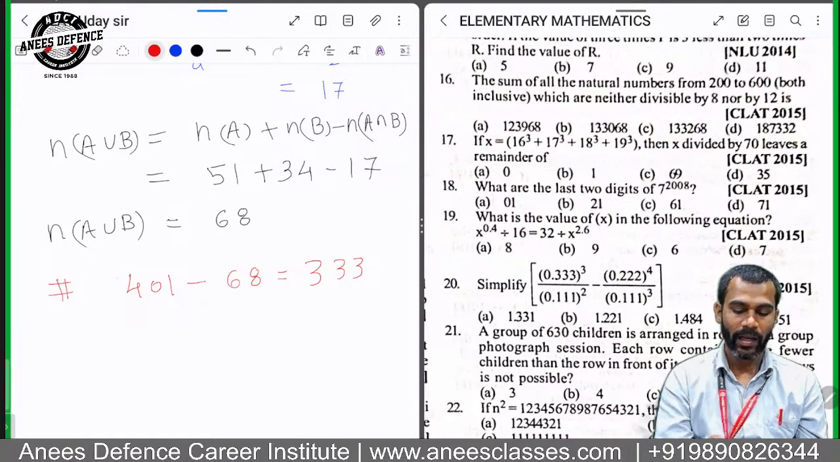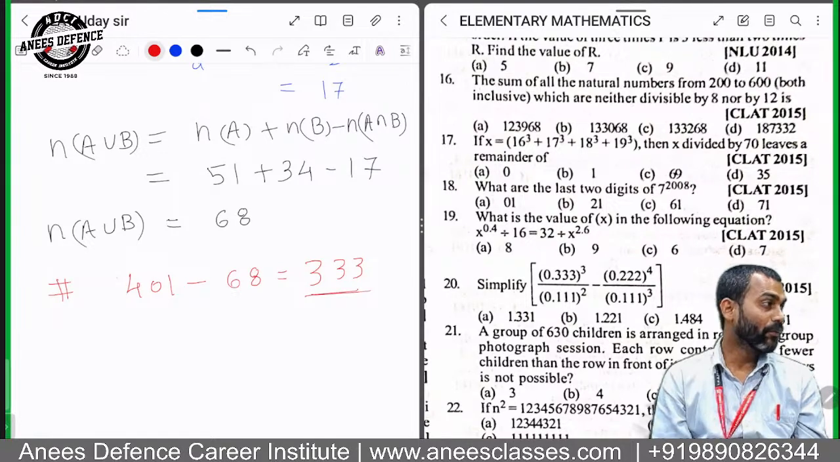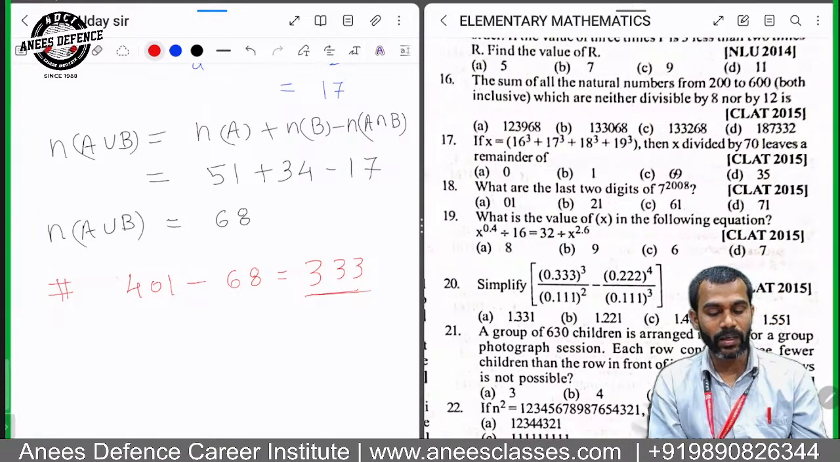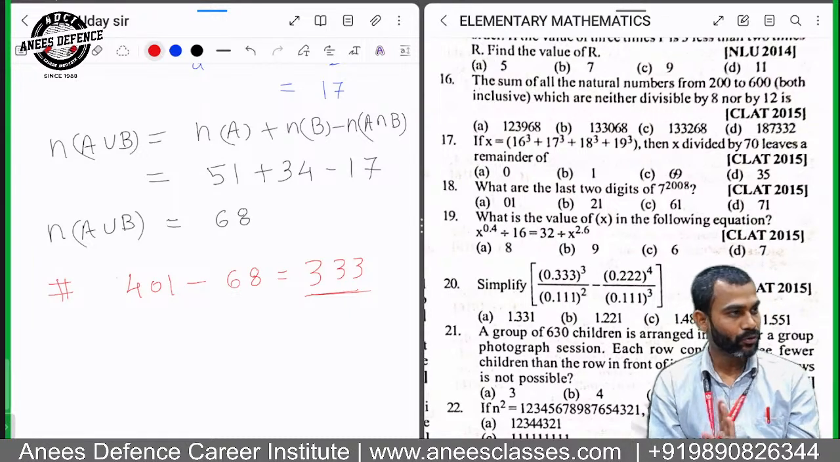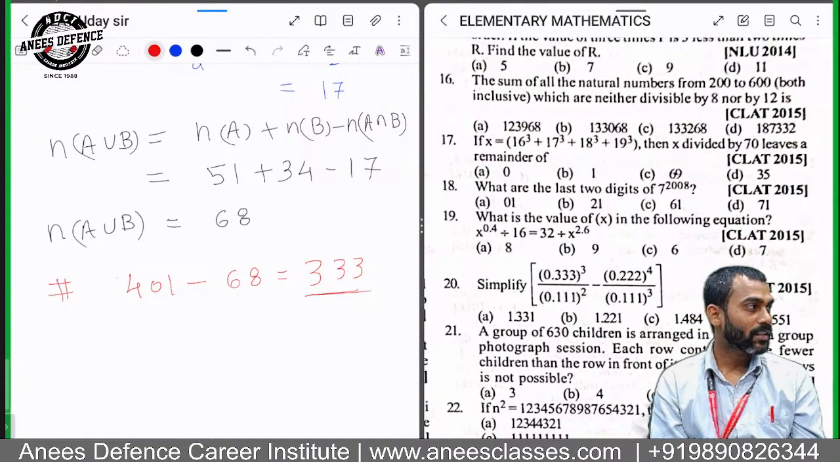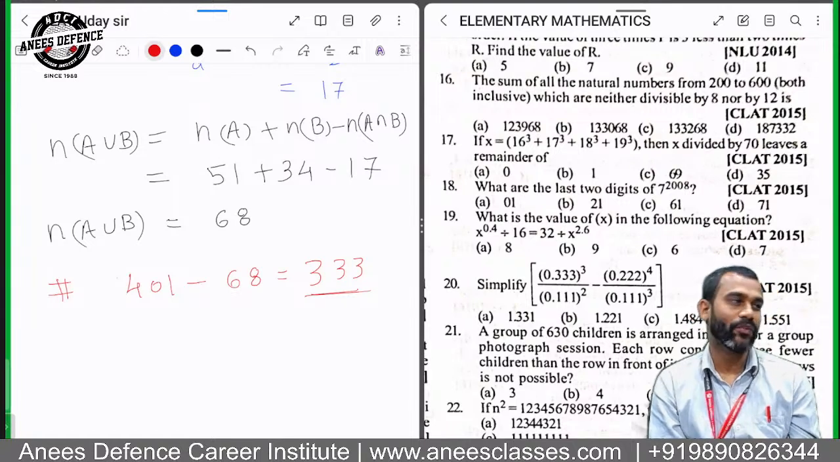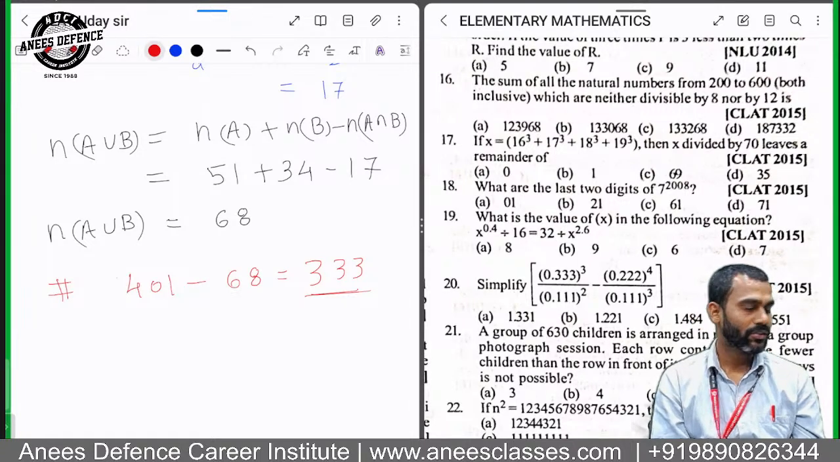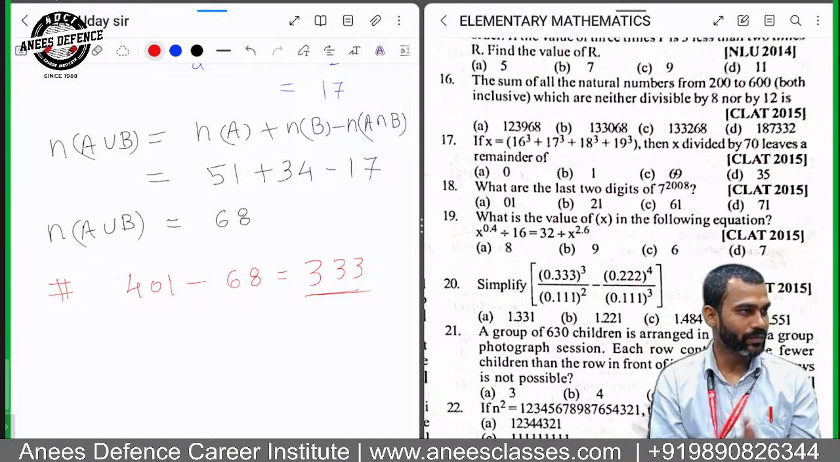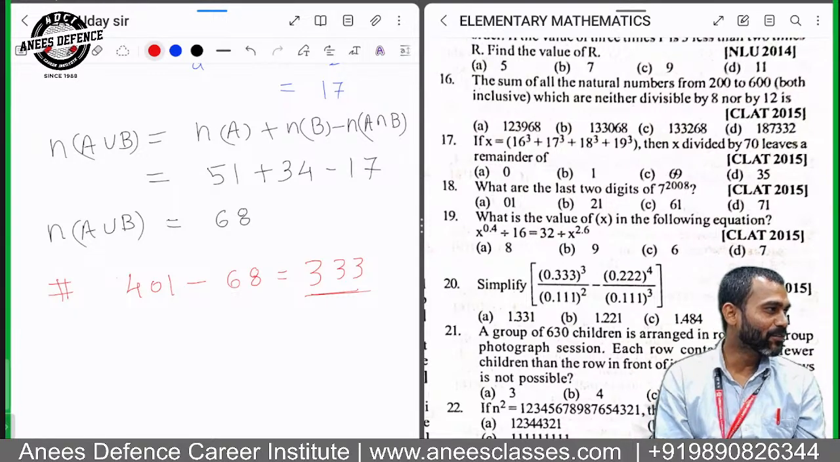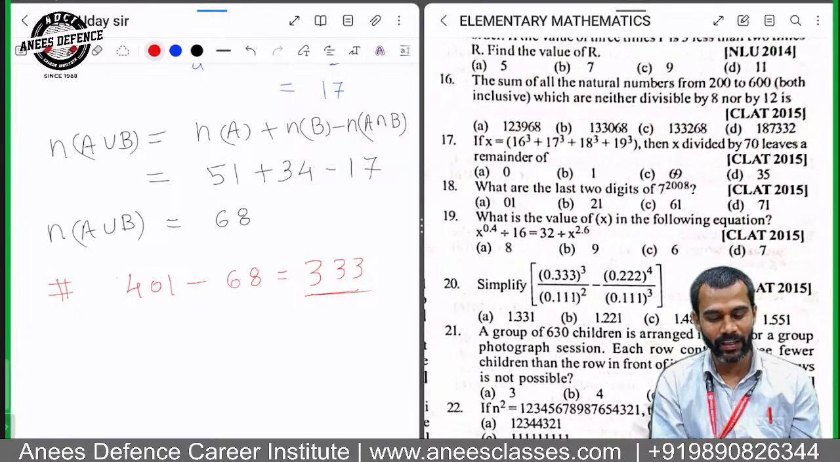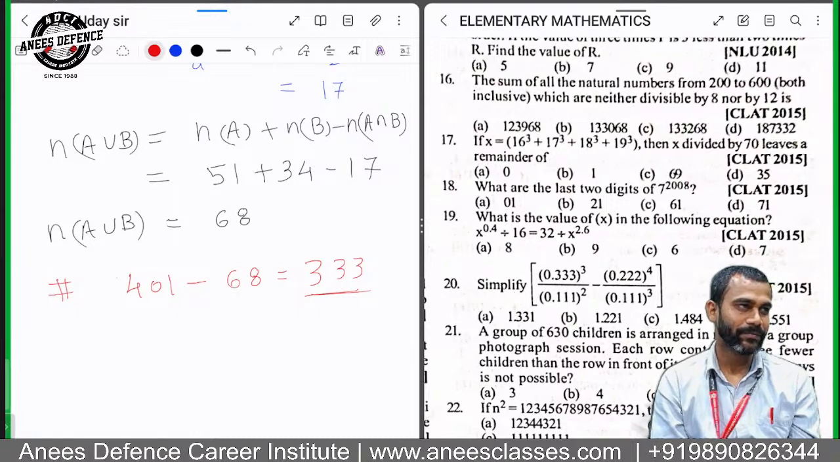Understood. And now we need the sum. So what we need to do in order to get the sum of numbers which are neither divisible by 8 nor 12: we need to find the total sum minus the sum of the numbers which are divisible by 8 or 12. Understood? So that is the question, where we have found out the number of numbers which are neither divisible by 8 nor 12. Understood?